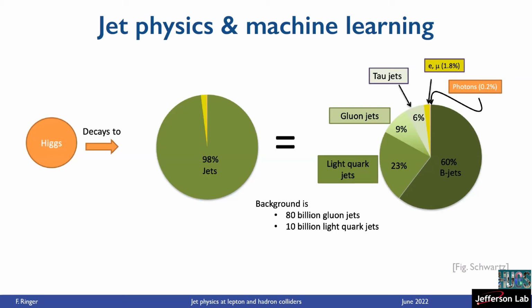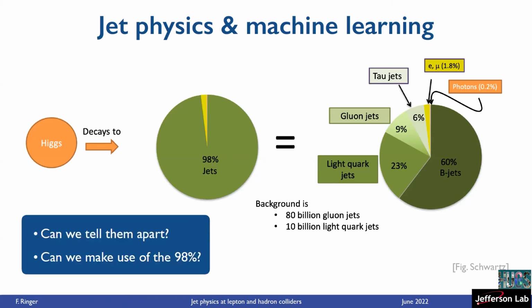And of course, if you're interested in EIC physics or say nuclear modification, you're also interested in whether the jets probe your nuclear matter of some kind. What's the original particle that initiated the jet? And so the question is, well, can we tell them apart and can we make use of the 98% of the cross section? And potentially, can we do that with machine learning?